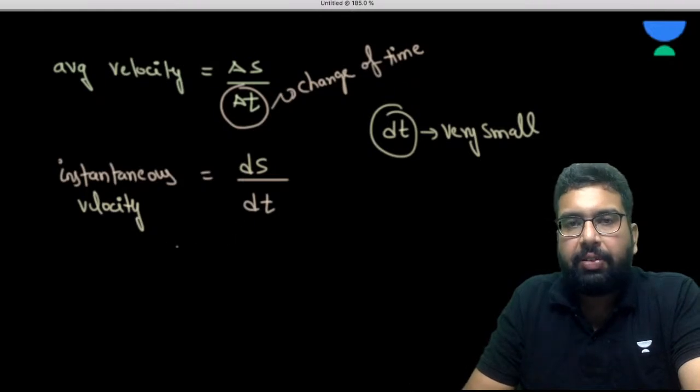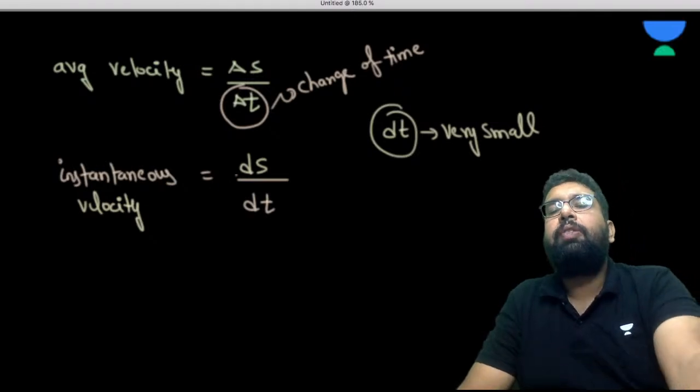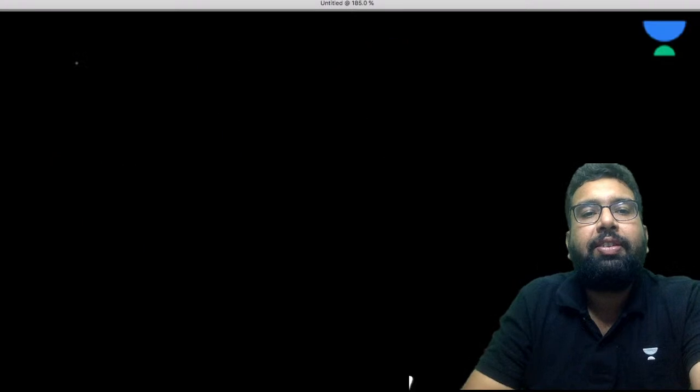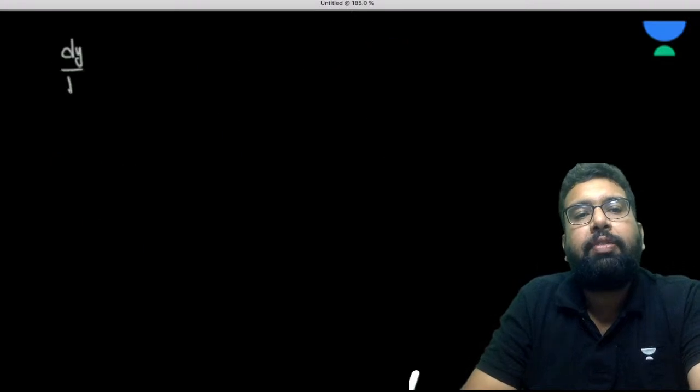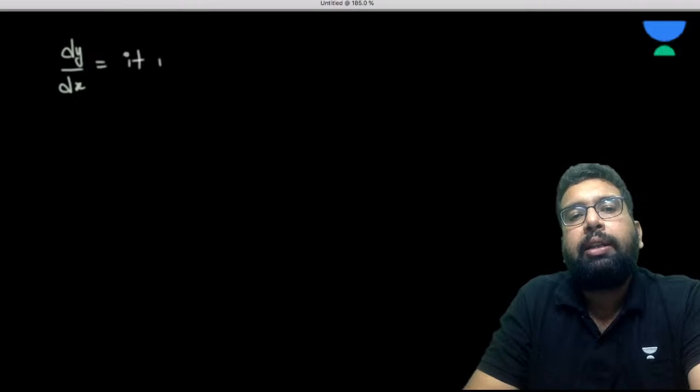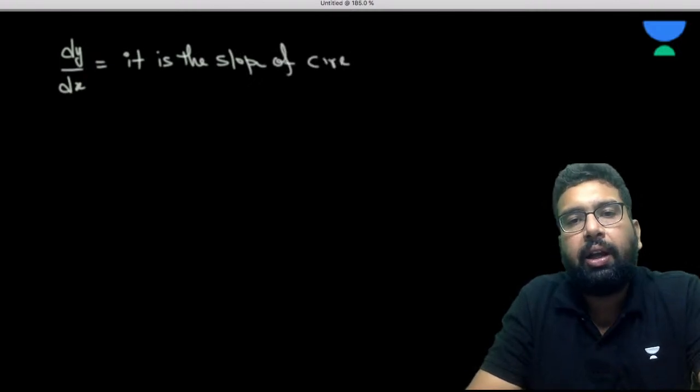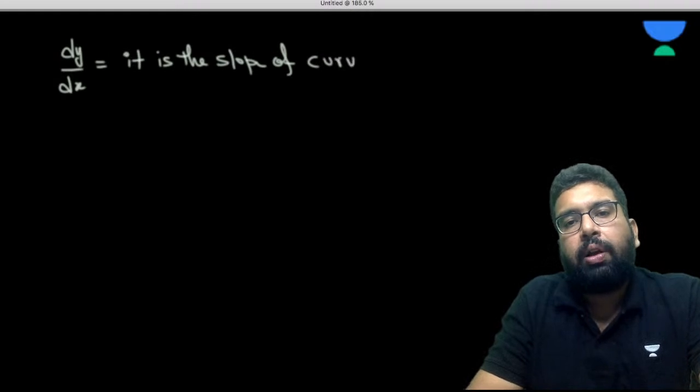So in differentiation, we learned that this is how differentiation is represented. Previously in differentiation, we learned about dy by dx. So what is dy by dx? It was the slope. It is the slope of the curve in x and y.